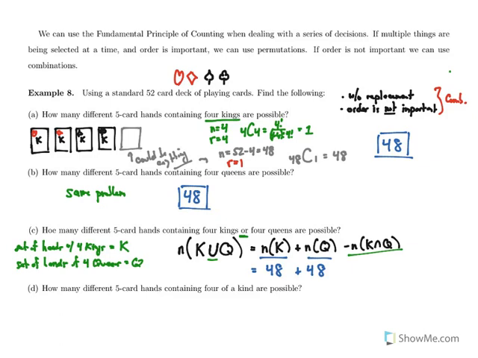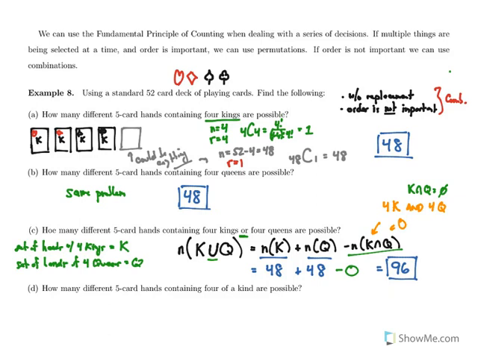So this is saying how many different hands are there with 4 kings and 4 queens? Well, since we only have 5 cards in our hand, this would be equal to 0. This is saying that these two sets, their intersection is the empty set. So total, we have 96 hands that contain 4 kings or 4 queens.